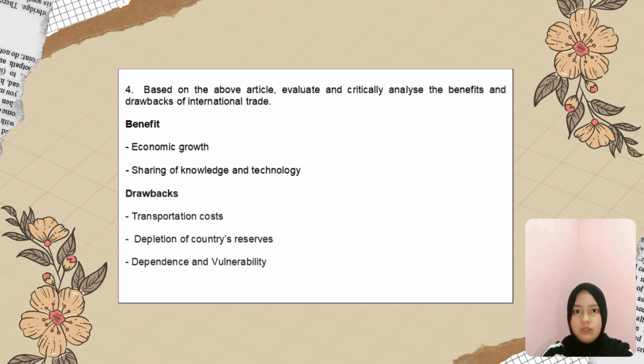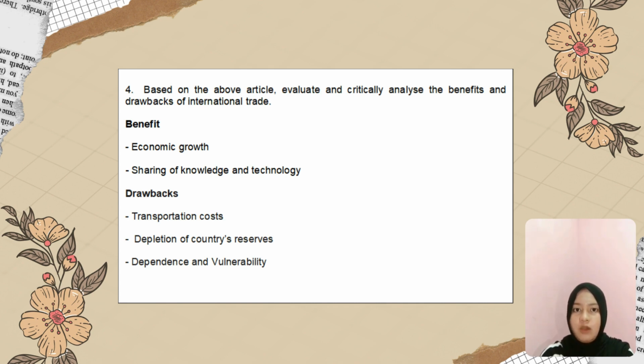For the drawbacks, there are 3 points that I can explain to you, which is transportation cost. If transportation cost is too high, it will be a risk to the country. Transportation costs for trade across long distances such as those between Australia and India are high. Australian producers may find it more difficult to compete in the Indian market as a result of these expenses, which could reduce their price advantage.